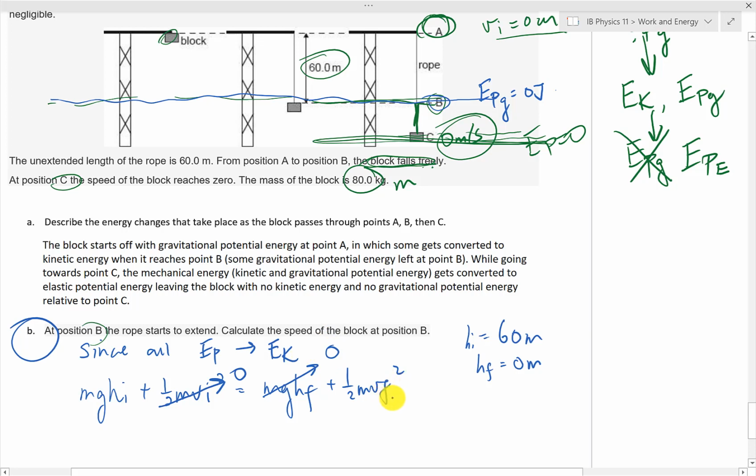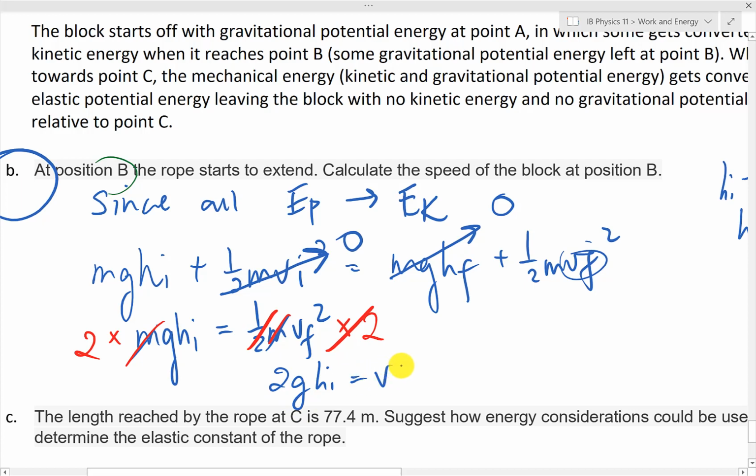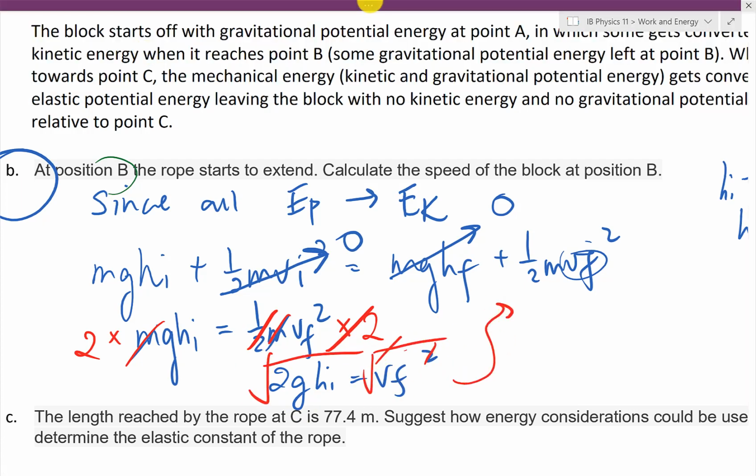We are asked to calculate the speed at point B, so that's our final velocity there. So let's simplify this equation. Here we have the masses canceling out nicely. We're going to solve for vf, so I'm going to multiply both sides by 2. We get 2ghi equals final velocity squared, so then don't forget to take the square root.